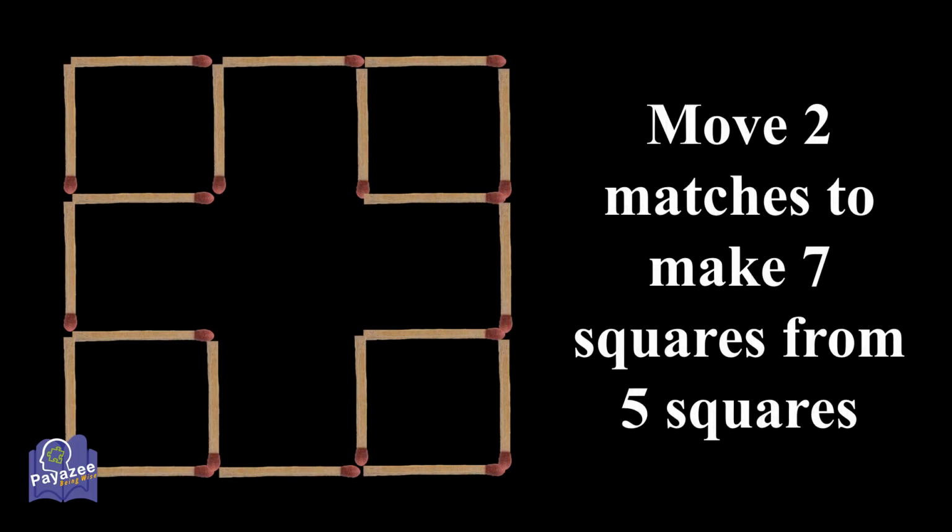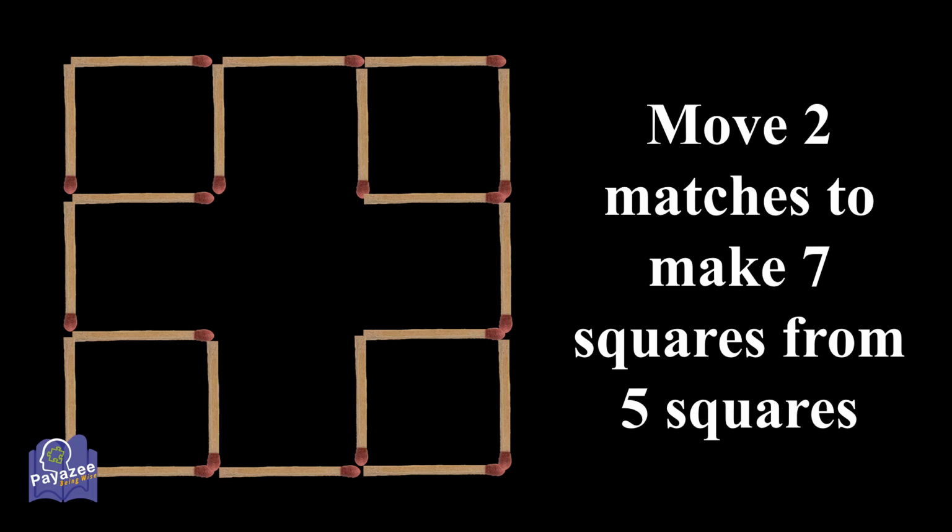Here is the matchstick puzzle. Move 2 matches to make 7 squares from 5 squares. In the picture we've got 5 squares: 1, 2, 3, 4, 4 squares in the corners and the one big square. So we have to make 7 squares from these 5 squares.